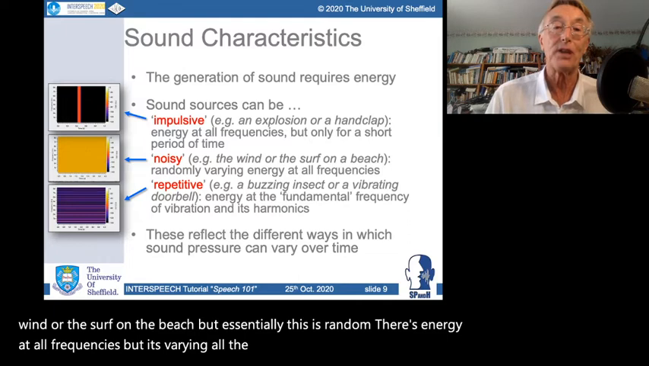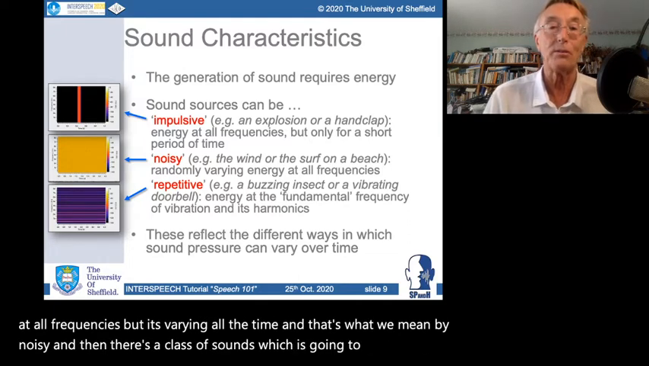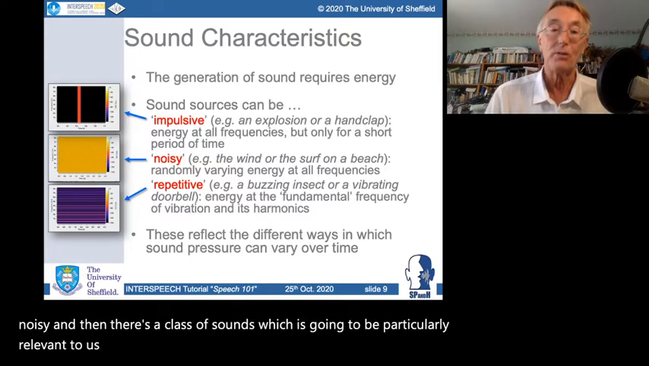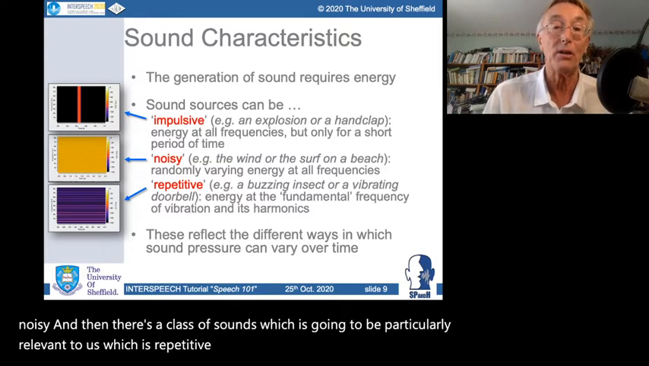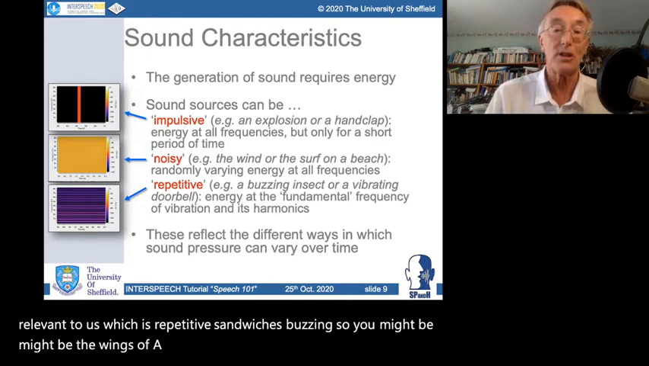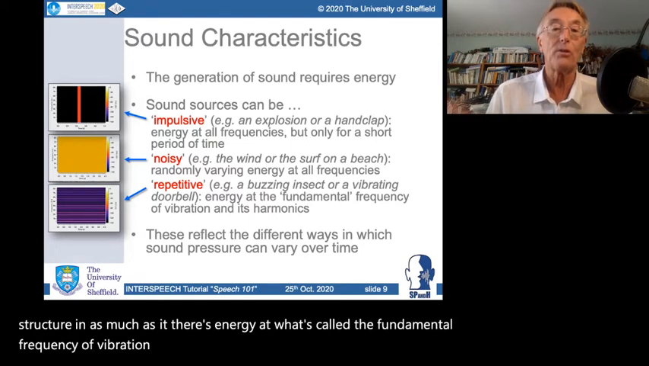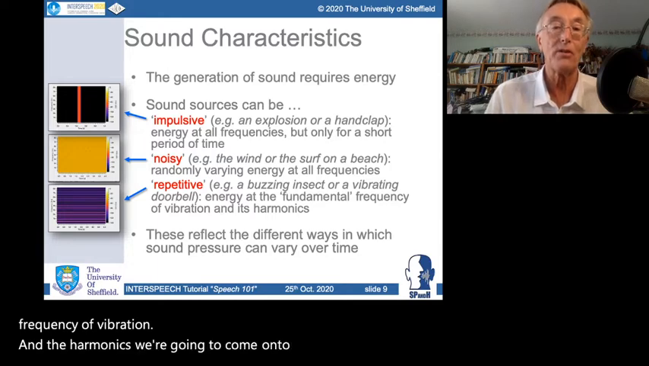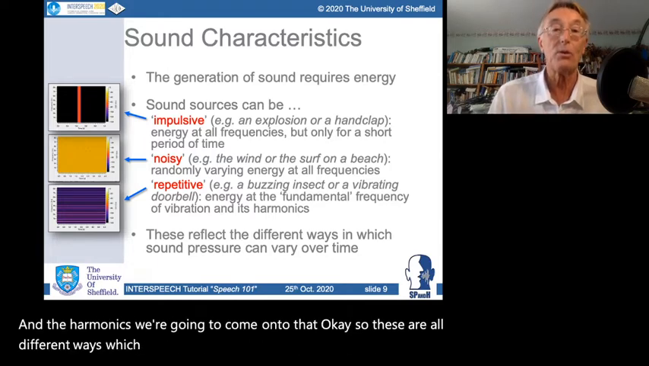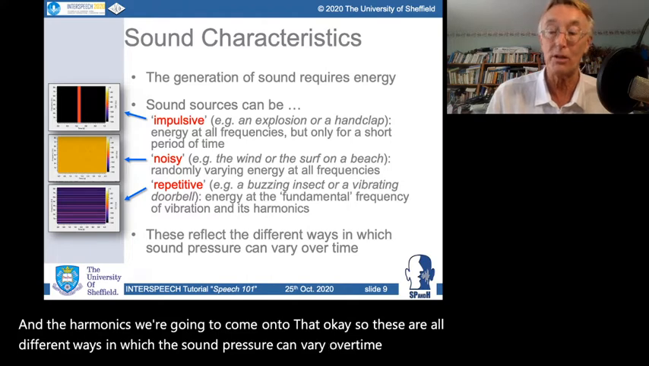And then there's a class of sounds which is going to be particularly relevant to us, which is a repetitive sound, which is a buzzing. So it might be the wings of a bee or a doorbell vibrating. So this has an interesting structure in as much as there's energy at what's called the fundamental frequency of the vibration and the harmonics. We're going to come onto that. Okay, so these are all different ways in which the sound pressure can vary over time. And a sound source can have all of these at once. They're not mutually exclusive.